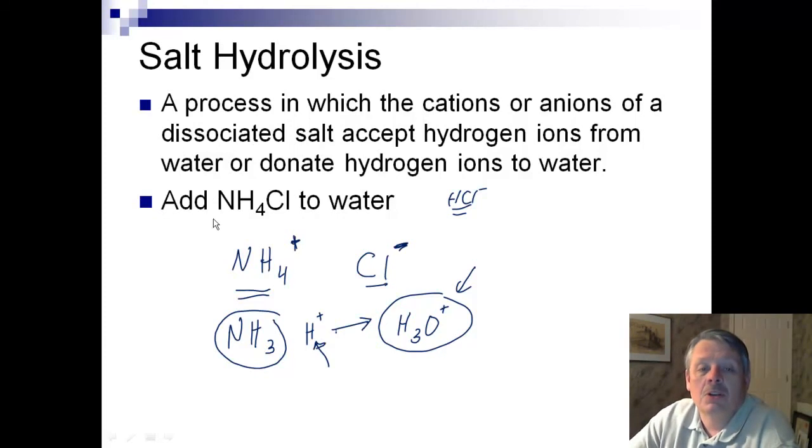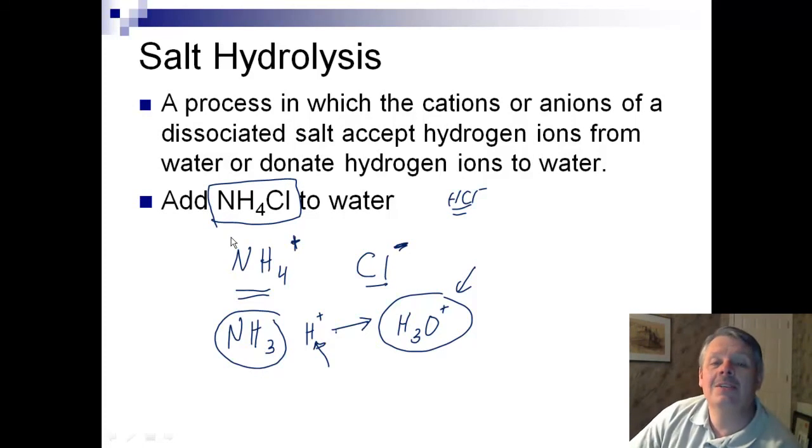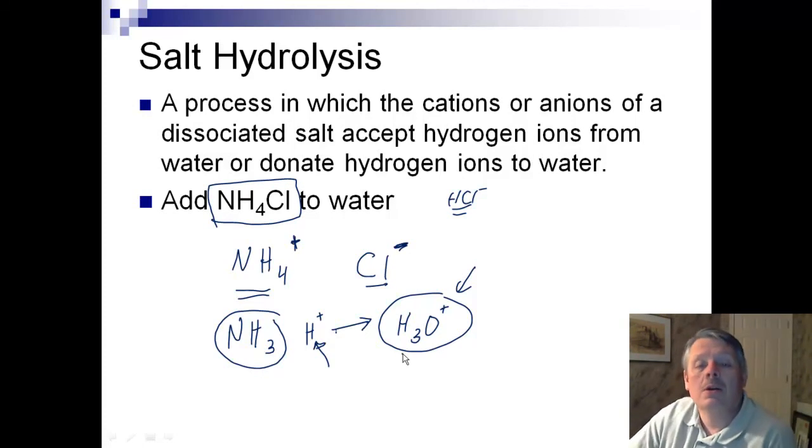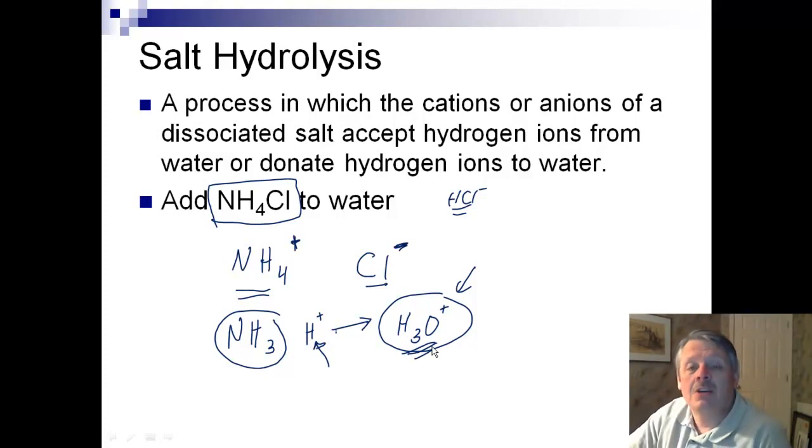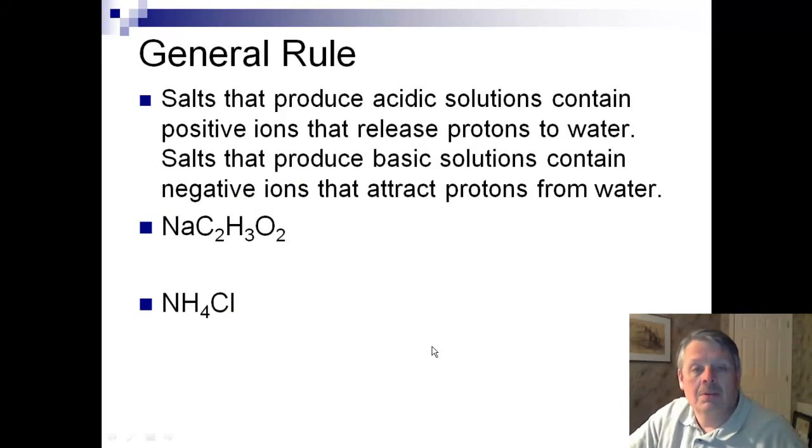So if you throw ammonium chloride, which is a salt, into water, remember that a salt is simply an ionic compound, and it dissolves, it is going to make the water slightly acidic. So your pH is no longer going to be 7. You aren't going to get that NaCl type even pH. So here's a general rule: salts that produce acidic solutions contain positive ions that release protons to water, and salts that produce basic solutions contain negative ions that attract protons from water.